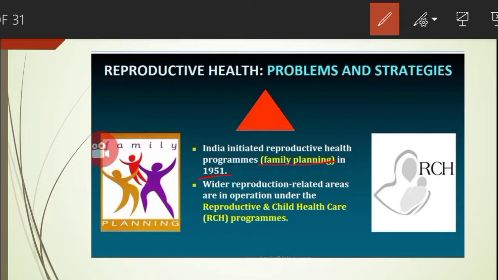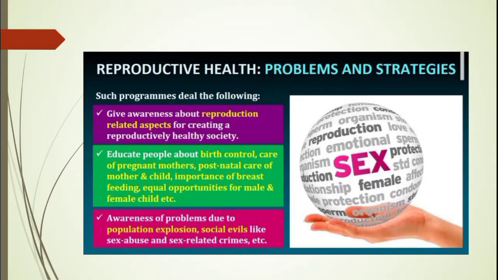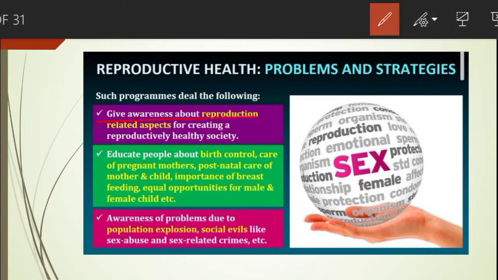These programs were periodically assessed over past decades, and improved programs are currently in operation under the name Reproductive and Child Health Care, RCH programs. Reproductive and child health care programs deal with the following. First one gives awareness about reproduction related aspects for creating a reproductively healthy society.